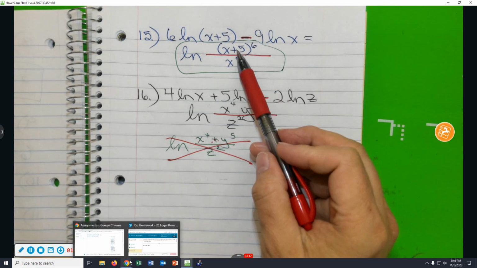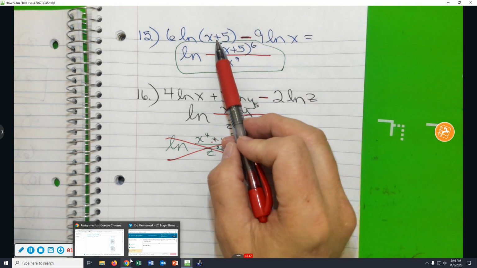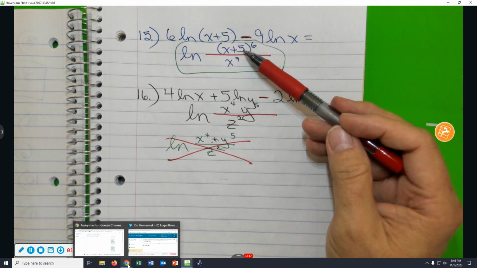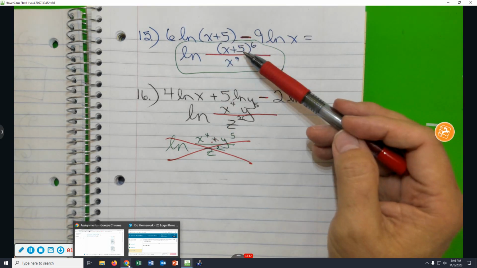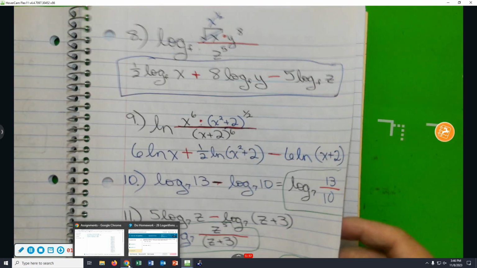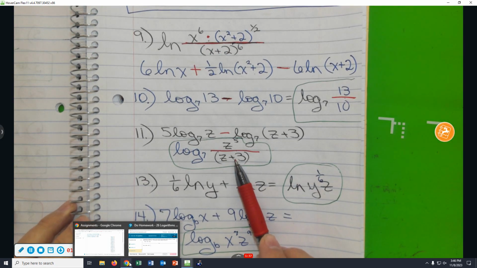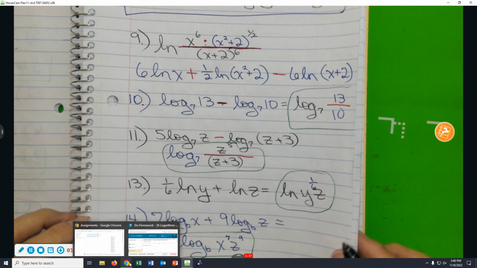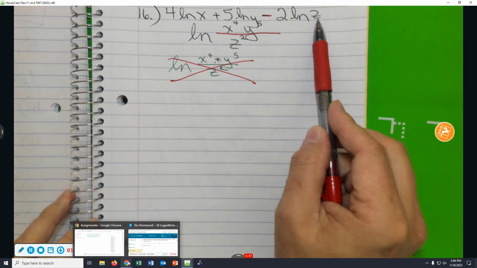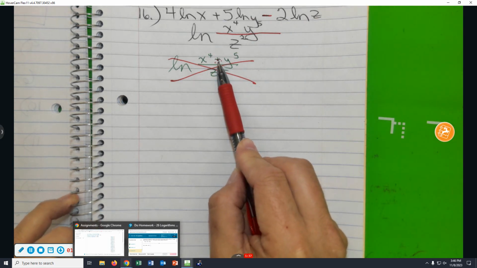The only way you can have a plus in the argument of the final answer is if you started with the plus in the argument of the original problem. Do y'all understand what I'm saying? We had an x plus 5, so we have to have an x plus 5 in the final answer. We had a z plus 3. But you can't start off with something that doesn't have a plus or minus in the arguments, so you can't have a plus or minus in the argument of the final answer.